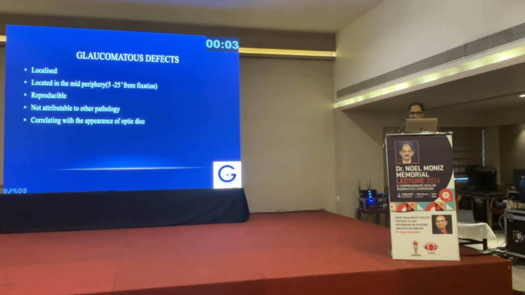So coming to the glaucomatous defects, it should be localized to start with, located in the mid-periphery, that is 5 to 25 degrees from the fixation. Usually, the defects should be reproducible, it should not be attributable to any other pathology, and it should correlate with the appearance of the optic disc.